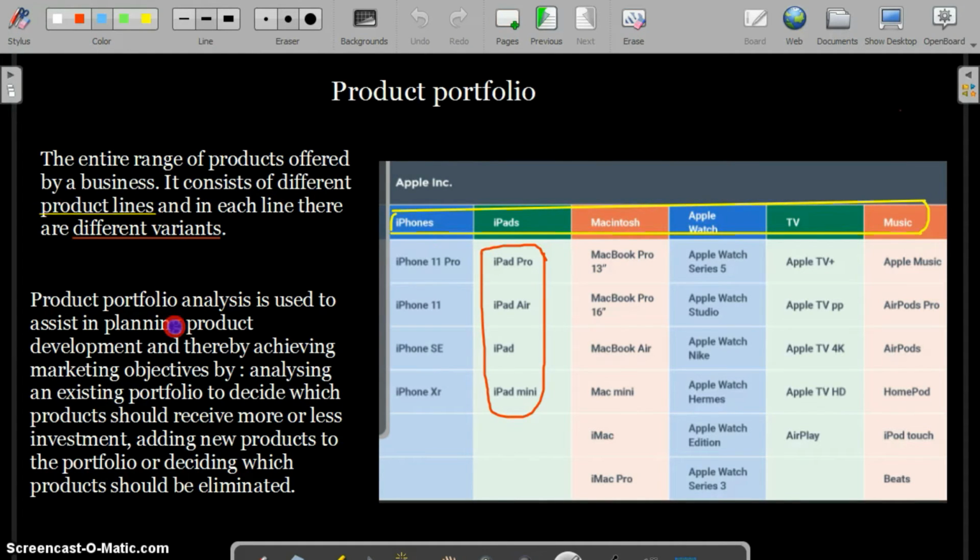Now, what is product portfolio analysis? Product portfolio analysis is used to assist in planning product development and thereby achieving marketing objectives. How are marketing objectives achieved by product portfolio analysis? It's by analyzing an existing portfolio to decide which product should receive more or less investment, adding new products to the portfolio, or deciding which product should be eliminated.